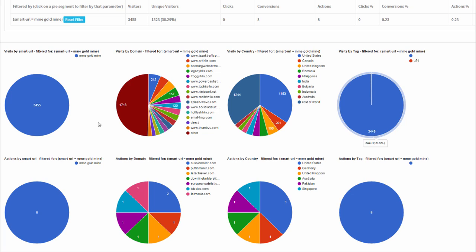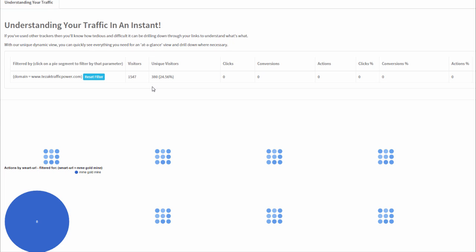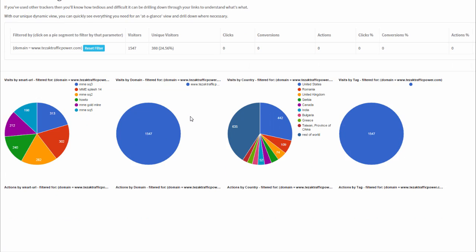So compared to looking at tables of numbers, we believe that this interactive stats gives you the easiest way to understand all of your numbers, to analyze which domains are working well for you, which domains are not working so well for you, which domains give you good percentages of unique visitors and which don't. It's a lot easier to understand this data graphically than it would be to drill down through tables of numbers.